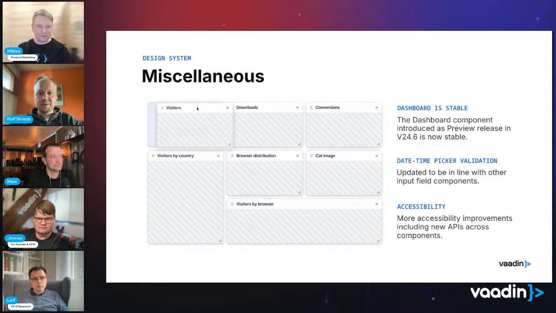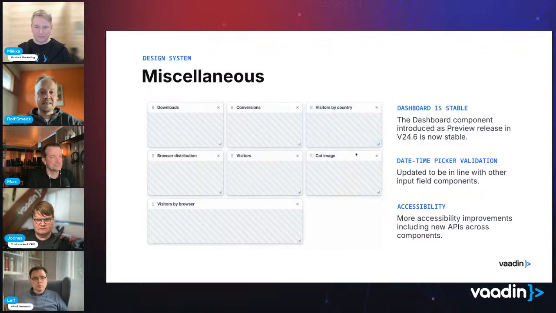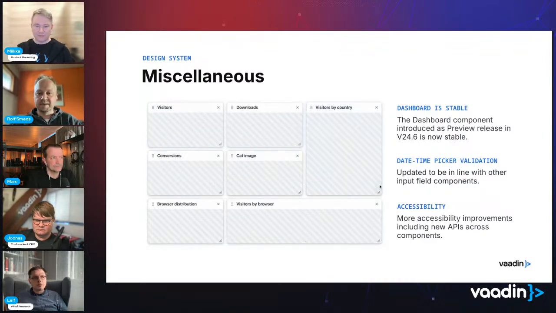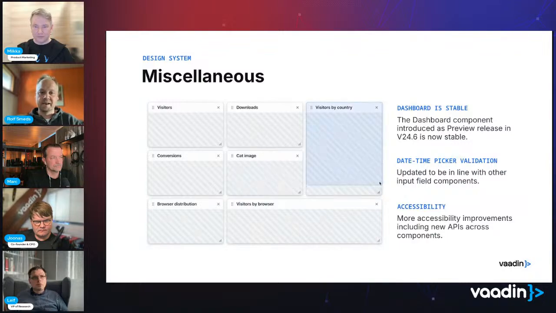Some miscellaneous things I want to mention. The dashboard component that shipped in 24.6 as a preview release is now also stable. And the datetime picker component has finally gotten its validation mechanism updated, similarly to the other input fields. And as always, we've made a bunch of accessibility improvements across the design system, including some new APIs for setting ARIA attributes and so on.